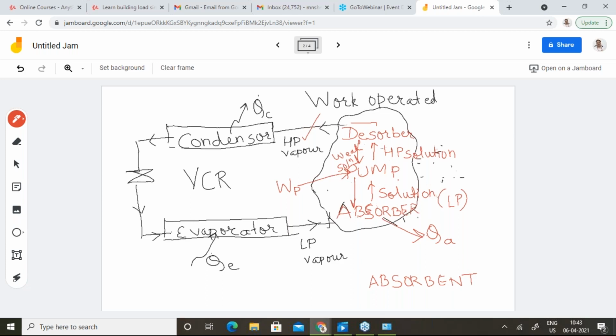Now one would wonder how this technology helps. Then why are we complicating the matters? For example, we had a beautiful compressor in the conventional VCR technology, and now we are saying that this vapor absorption technology, VAR, has a complicated thing. It has got an absorber, a pump, and a desorber. Okay, so what is the advantage of this? Let us discuss the advantage.